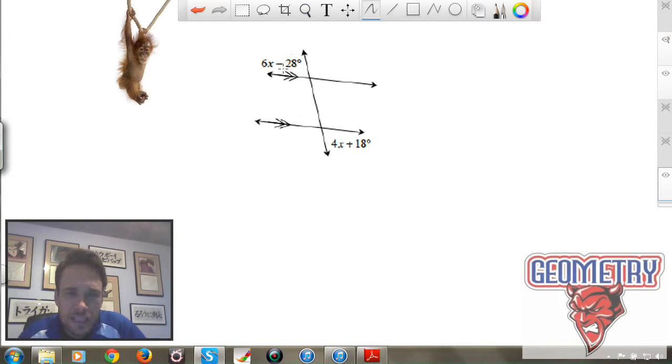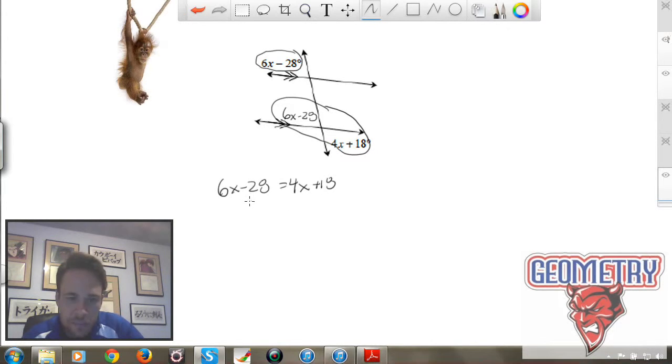These lines are parallel. Parallel lines cut by a transversal give us a lot of angle relationships. I see this 6x minus 28, and I know this corresponding angle down here is also going to be 6x minus 28. And I notice that these two are vertical angles. Vertical angles are congruent. So 6x minus 28 equals 4x plus 18.